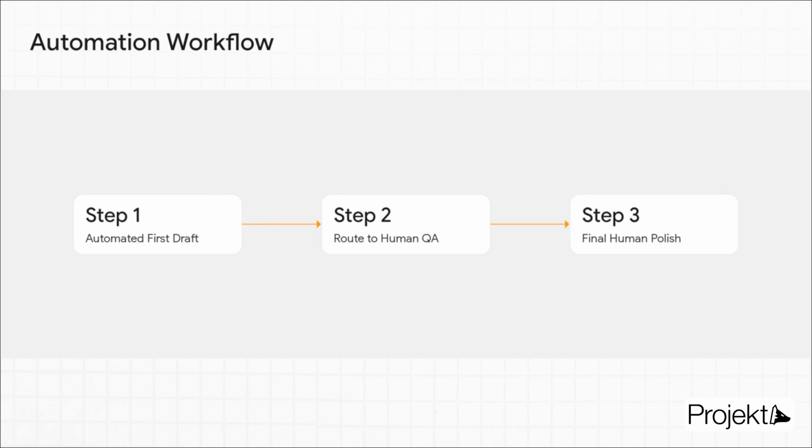The most effective workflow isn't fully automated, it's a partnership. The machine creates a solid first draft. It then automatically sends that draft to a human for quality assurance. Finally, a person provides that final critical polish and hits approve.